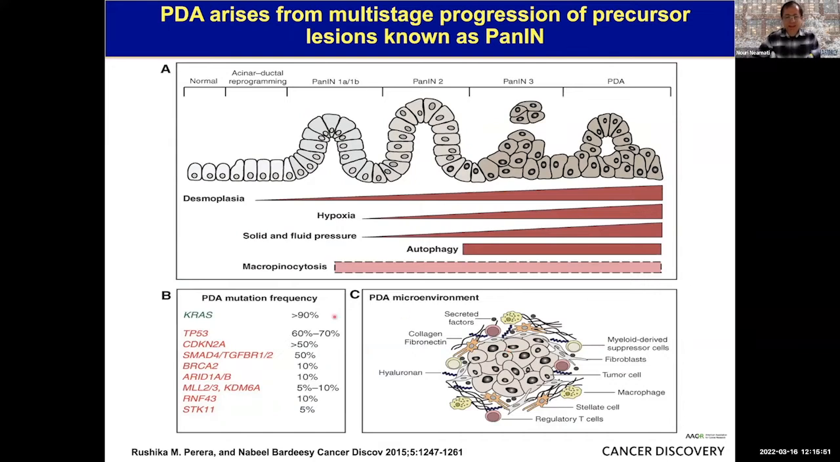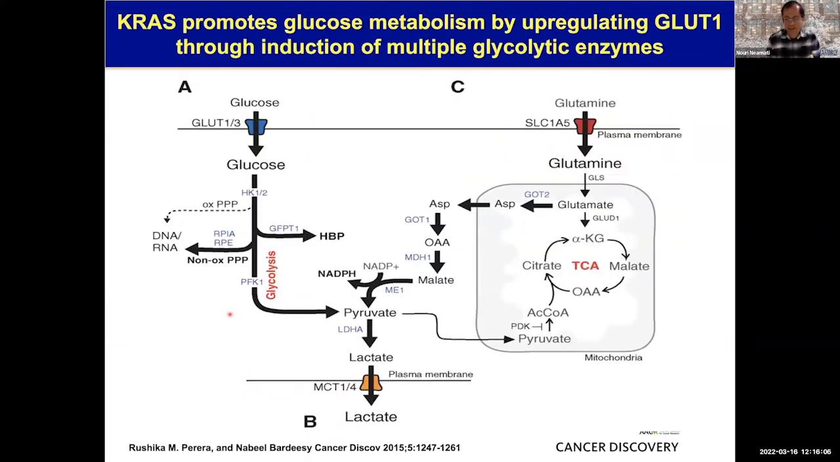But the disease is really a KRAS disease. Over 90% of pancreatic cancer patients have a mutation in KRAS. So pancreatic cancer to me is KRAS. One of the functions of KRAS is to upregulate glucose metabolism. It does that by increasing the levels of glucose transporters, in this case GLUT1, but also GLUT3 as well. As a result, essentially all the enzymes involved in glycolysis are also upregulated.